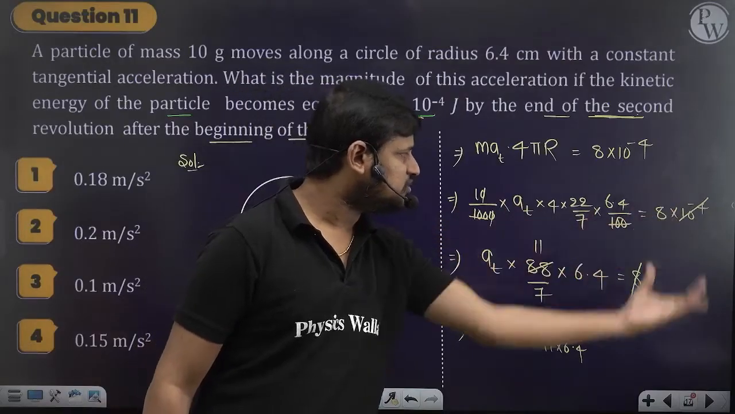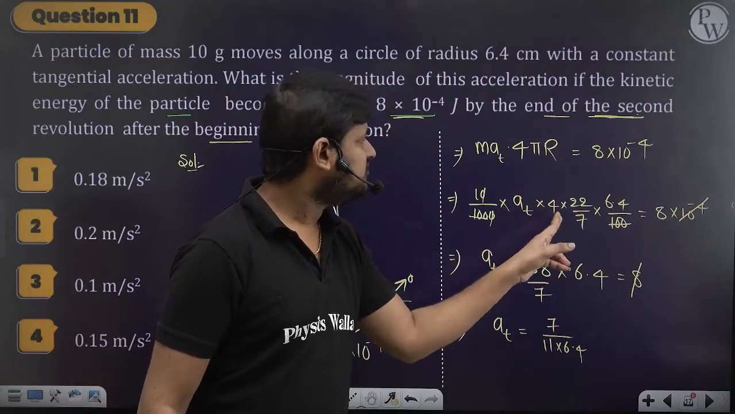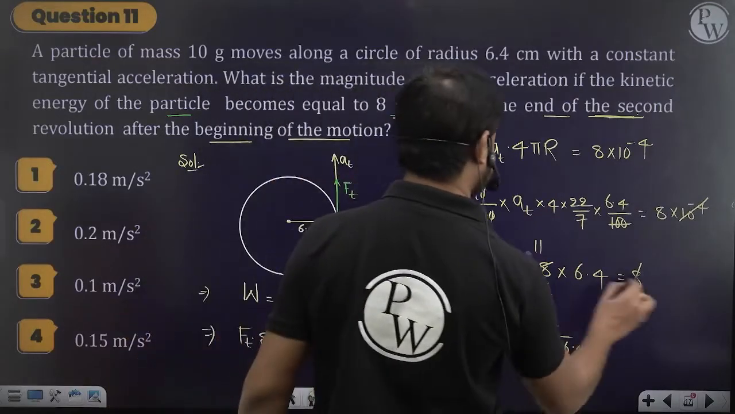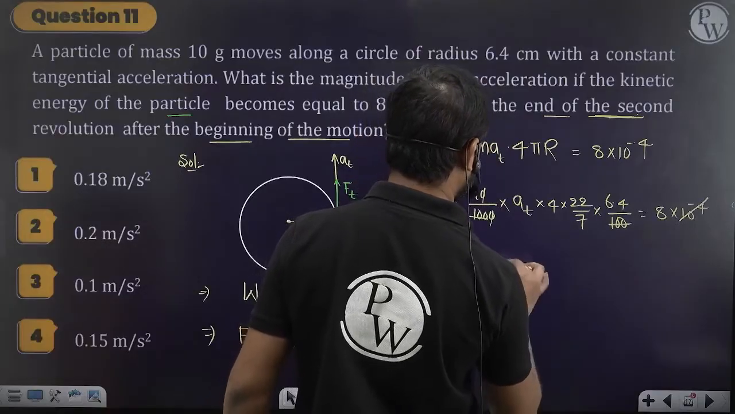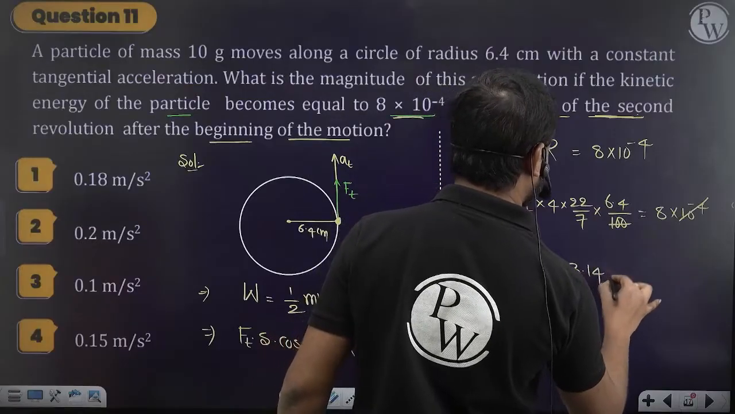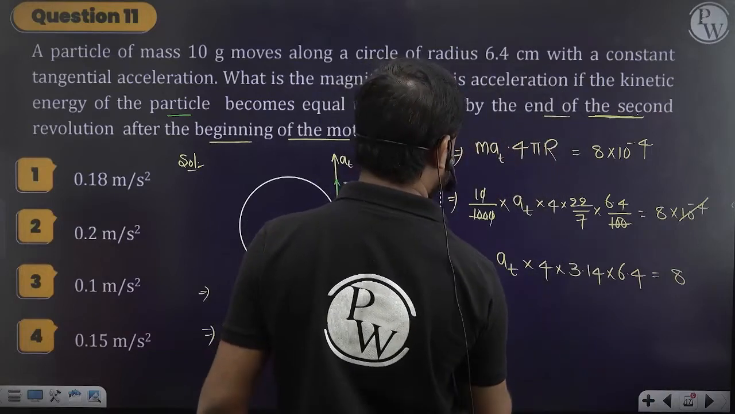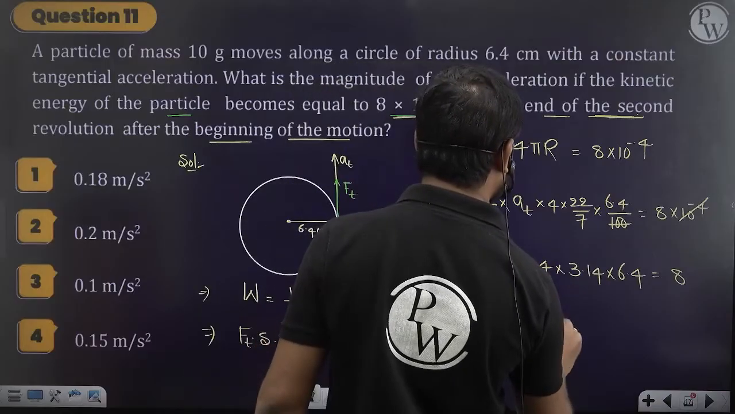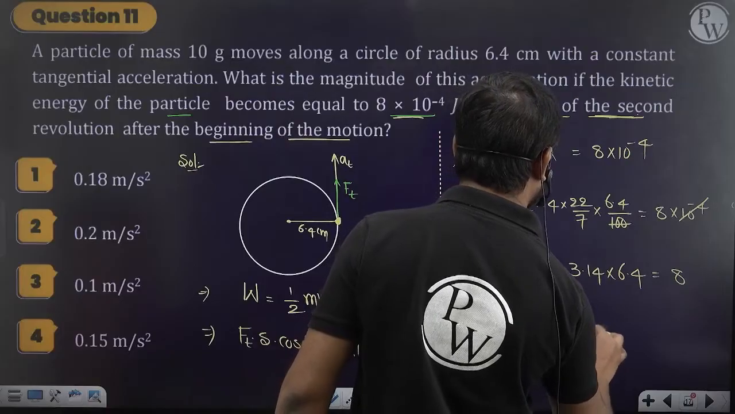So if you send 10 to the power 4 to that side, 10 to the power minus 4, 10 to the power 4 gets cancelled, and then here 4 pi is 22 by 7. You can take this value as 3.14, otherwise better, because everything is in decimals, right? So you can avoid the confusion. So 80 into 4 into 3.14 into 6.4 is equal to 8. So from here the tangential acceleration will be equal to, you can send everything to that side, 8 by 4 into 3.14 into 6.4.